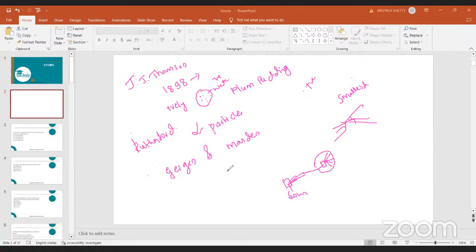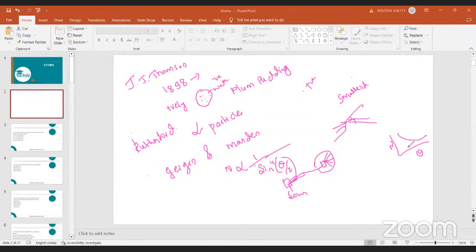The number of scattered particles is given by the formula: N is inversely proportional to sine to the power of 4 theta by 2. The number of particles scattered is calculated using this formula. If you plot the graph between the number of atoms versus the angle theta, the graph is a curve like this.